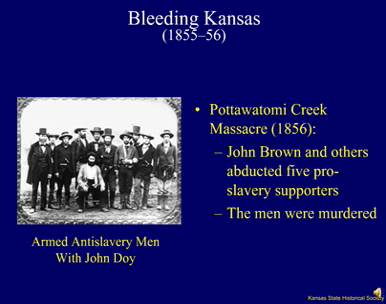This slide from earlier in the presentation outlines one of Brown's actions in Kansas. He and some supporters were responsible for the murder of the 5 pro-slavery advocates in the Pottawatomie Creek Massacre.